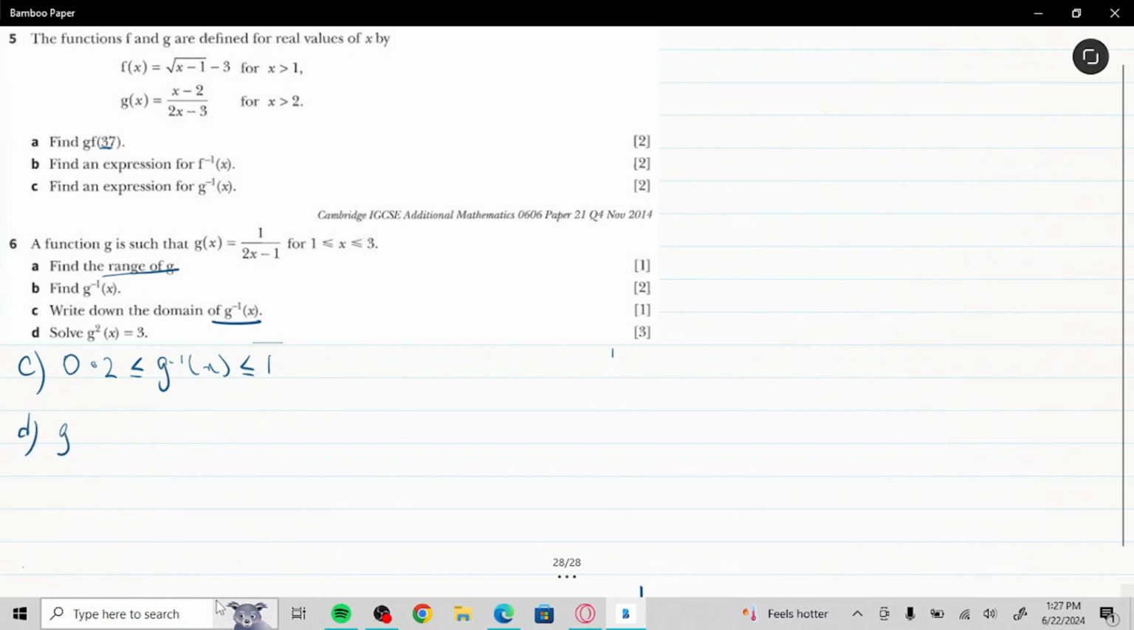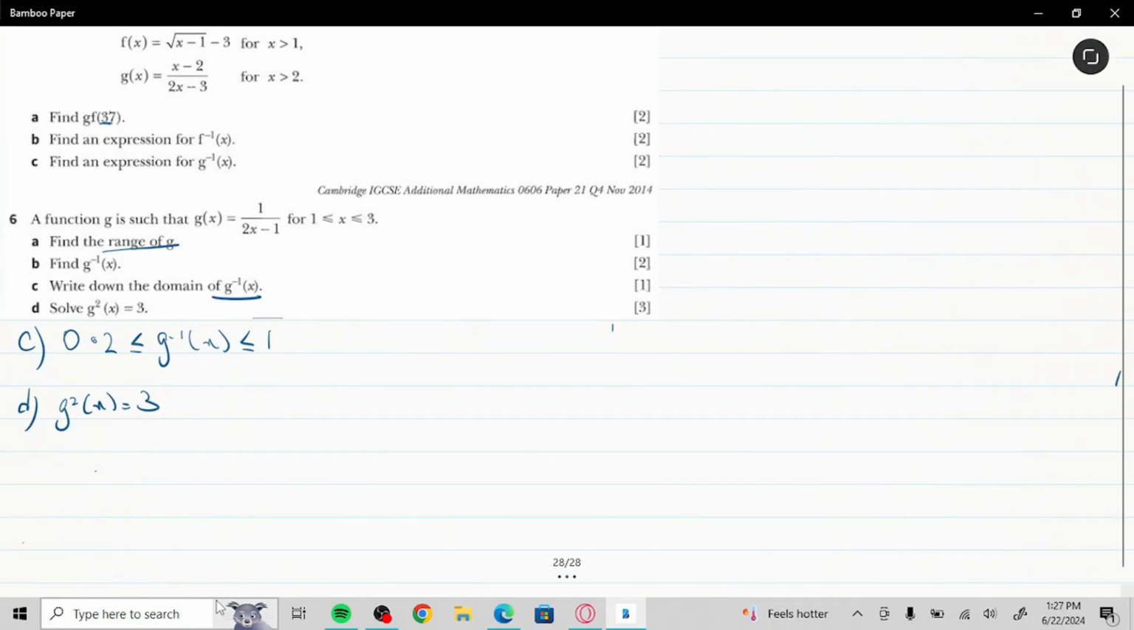And for d, we have g squared x is equal to 3. So it's an equation. We have to solve this and find the value of x. So what we do right now is input the function g into the function g and make it equal to 3. So for that, we have 1 upon 2 multiplied by, instead of x, we are going to write 1 upon 2x minus 1. And then continue with the equation. If you want to simplify this, 1 upon 2 upon 2x minus 1 minus 1.